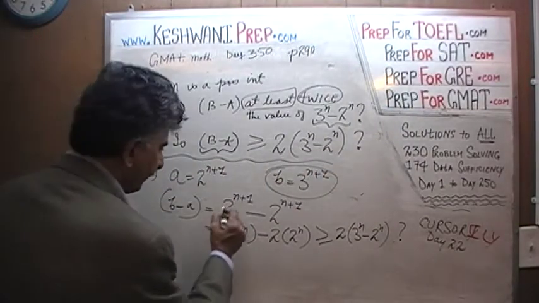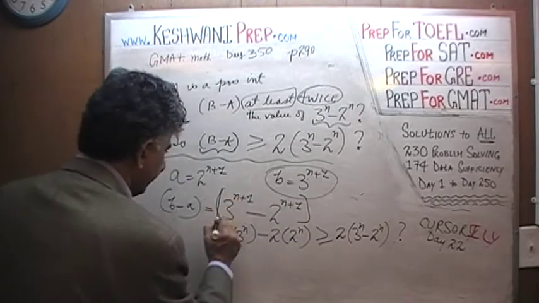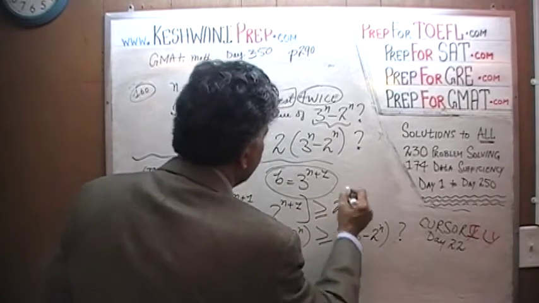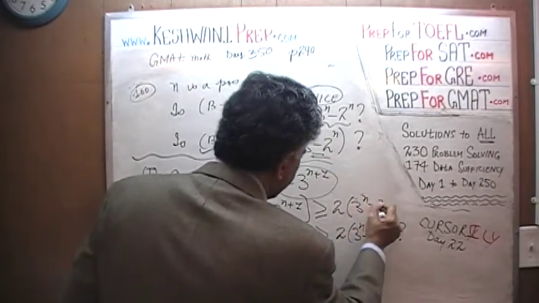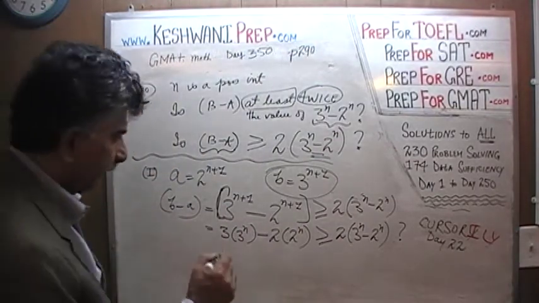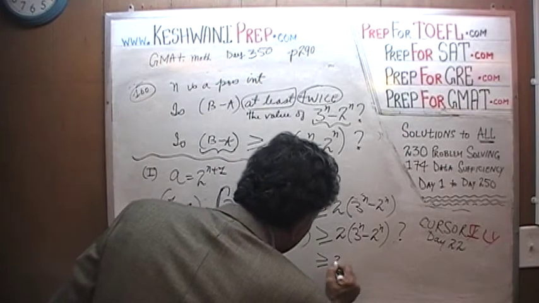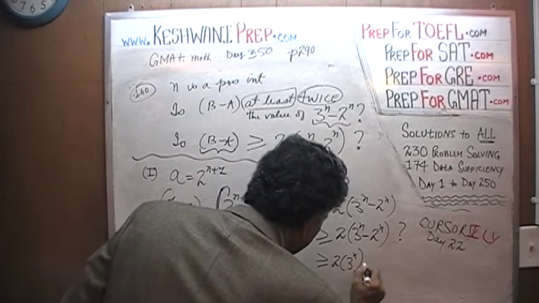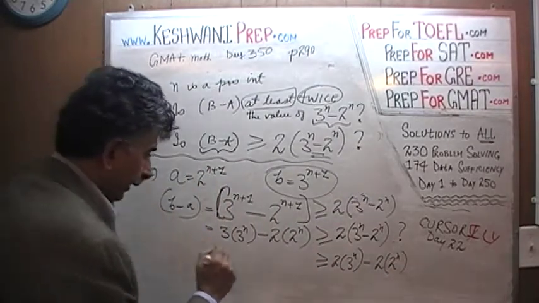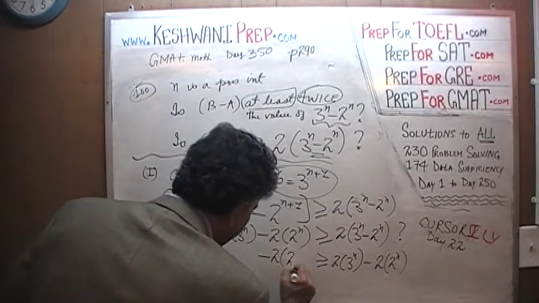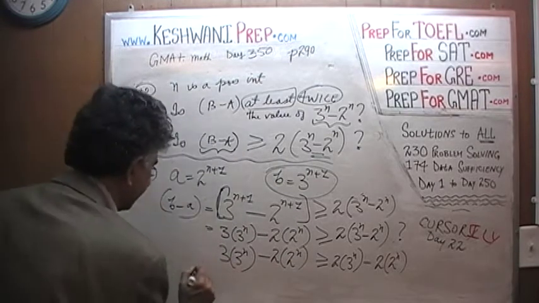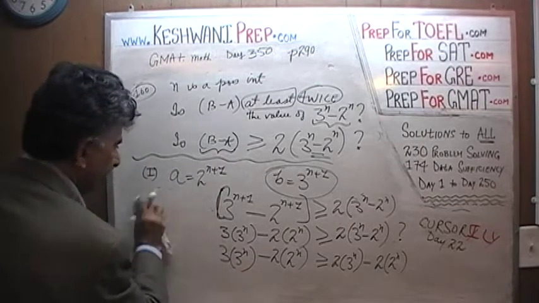Is b minus a, which is this quantity right here, greater than or equal to 2 times this quantity right here, 3 raised to n minus 2 raised to n? Wasn't that the question? Of course. Let's open this parenthesis here: 2 times 3 raised to n minus 2 times 2 raised to n. And here we have negative 2 times 2 raised to n, 3 times 3 raised to n. Okay? I'm going to erase this part now. We don't need this b minus a part.